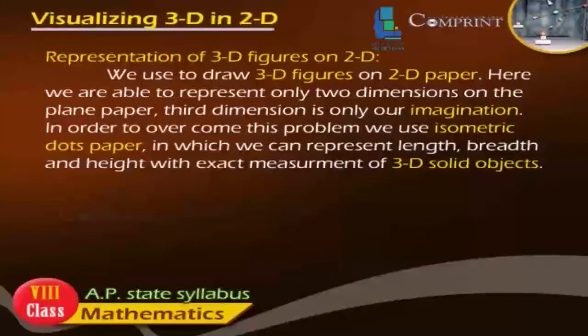Representation of 3D figures on 2D. We used to draw 3D figures on 2D paper. Here, we are able to represent only 2 dimensions on the plain paper. Third dimension is only our imagination. In order to overcome this problem, we use isometric dots paper in which we can represent length, breadth and height with exact measurement of 3D solid objects.